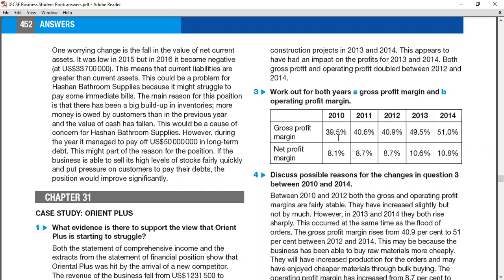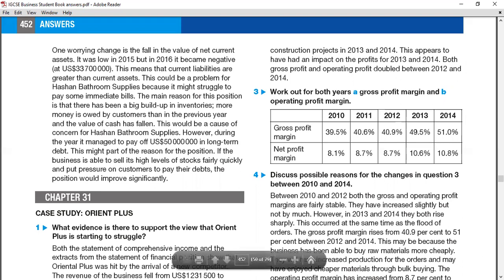So this is 39%, 40.6, 40.9, 49.5, 51%. So it's a kind of improvement. Gross profit margin has improved step by step. Net profit margin also the same: 8.1%, 8.7%, 8.7, 10.6%, 10.8%. Because of this, we can say the performance has improved, right?